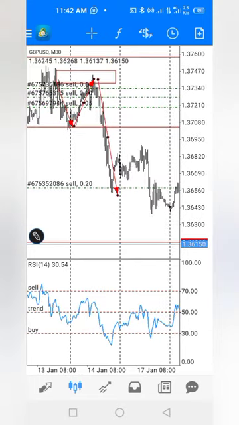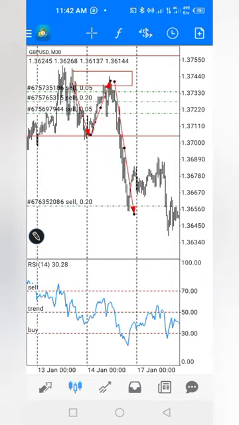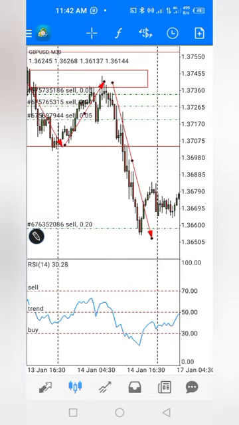That's the essence of supply and demand. Demand levels are areas where you're expecting the market to bounce up. So I enter my position after this rejection, and then the market started falling.